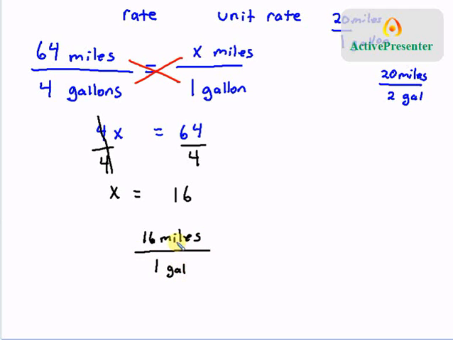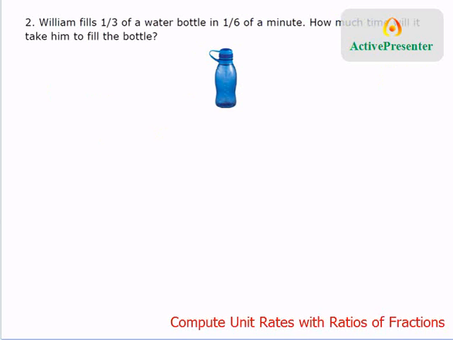Now that's how we find the unit rate. Now we are not particularly interested just in the unit rate. We want to know a unit rate to be able to compute unit rates with ratios of fractions. So we're going to take a look at this particular problem. Here we have some ratios of fractions. We know that William fills 1/3 of a water bottle in 1/6 of a minute. So we could write that out as a ratio like this.